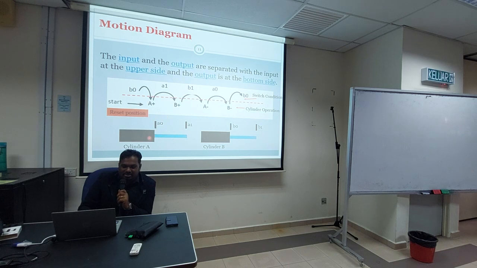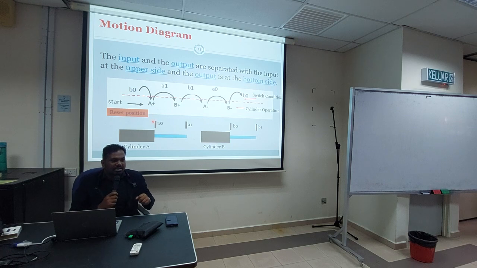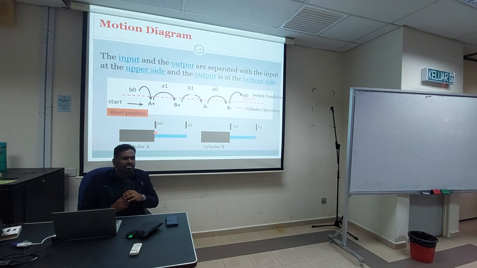Okay, so A0 dia akan detect the position of your cylinder. Kalau dia fully retract, A0 akan on. So dia akan check whether your cylinder fully extend ataupun halfway ataupun fully retracted. So kalau A0 on, maksudnya cylinder dia dah balik ke tempat asal.